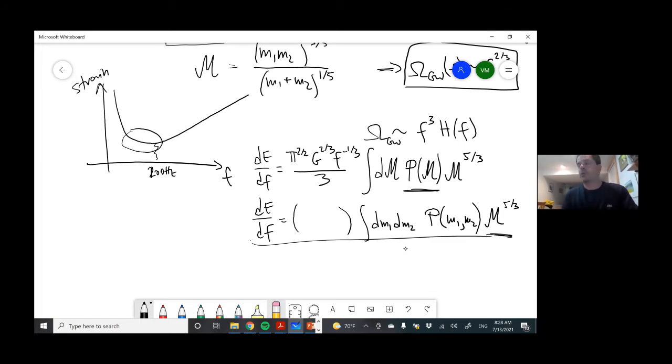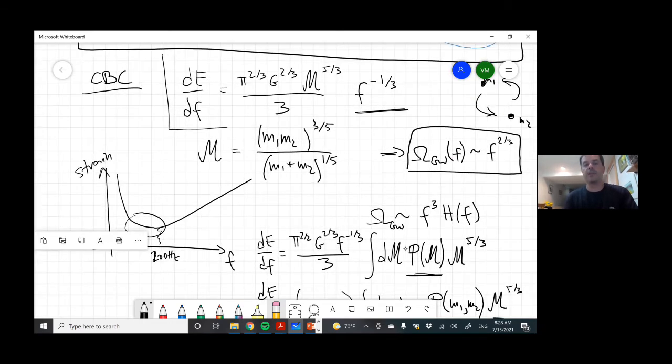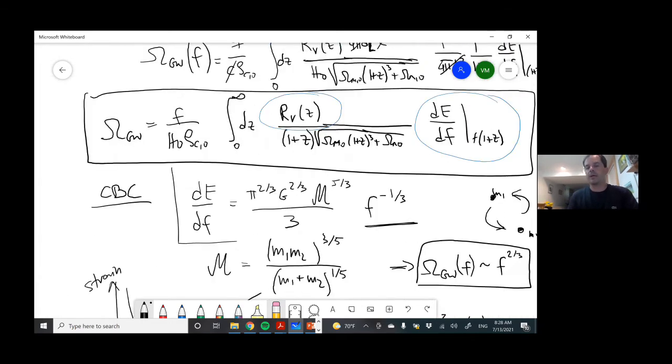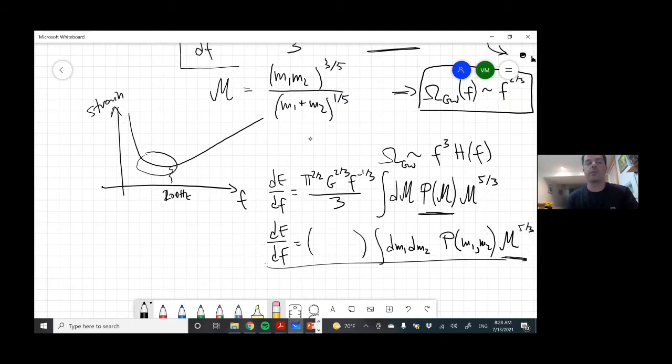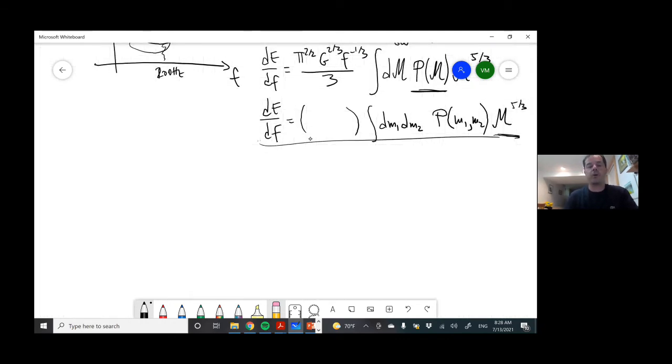Okay, so I hope that's okay. This is what we have in terms of dF for this model. Remember, that's only one part. We also need to specify the rate of these sources. So we need to talk about the rate per co-moving volume.